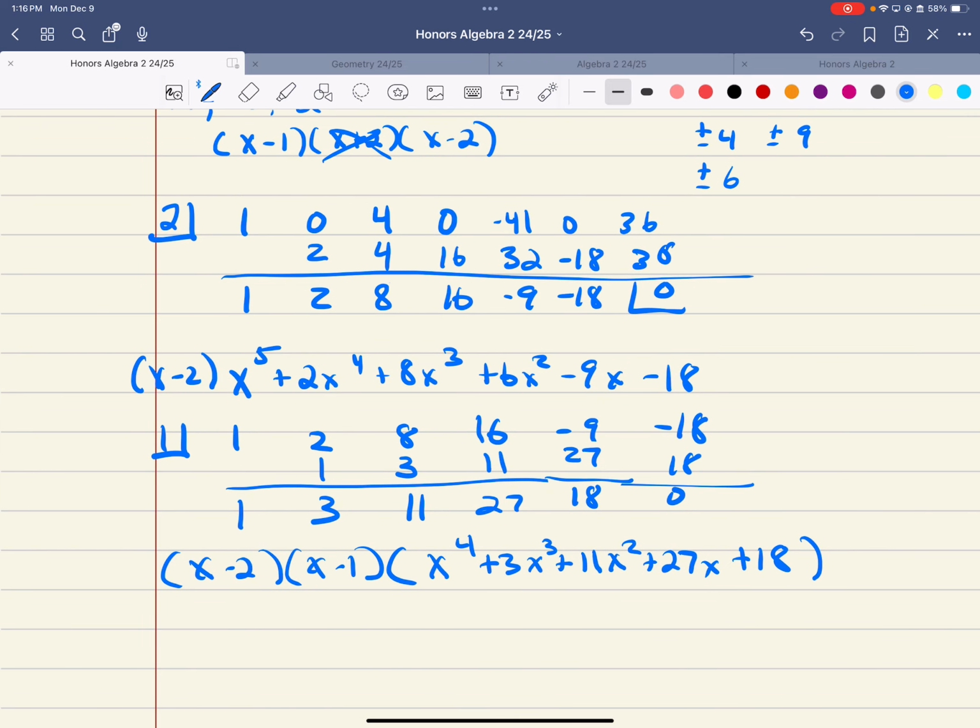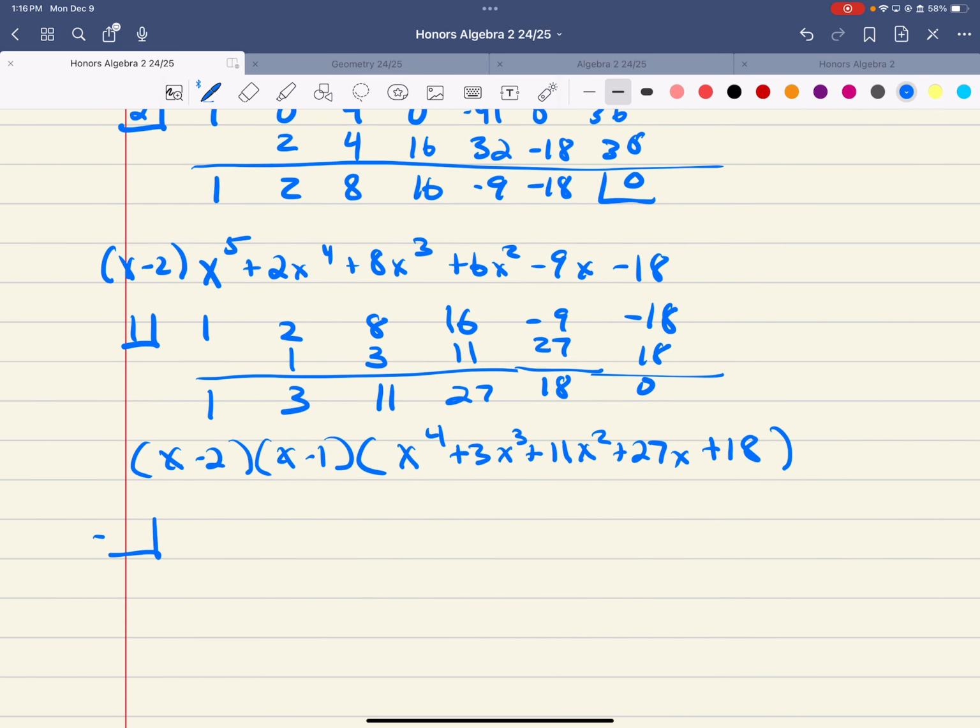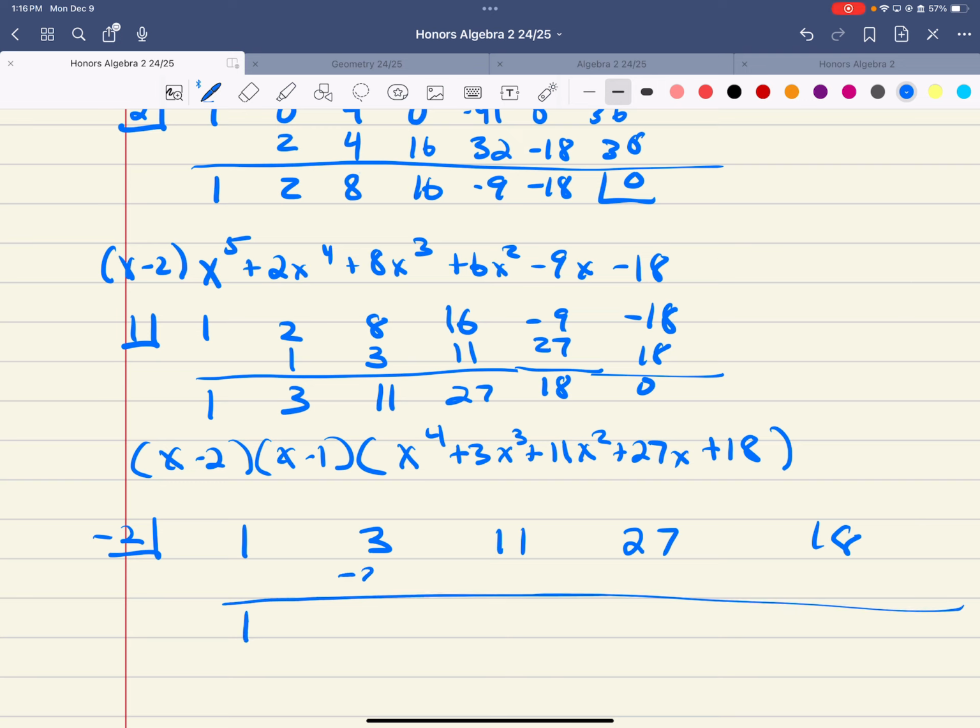This is great. So now we're going to use negative 2, since we used positive 2, we used 1. Now we're going to use negative 2. 1, 3, 11, 27, and 18. 4, 3, 2, 1, none. That's 1. That's negative 2. That's 1. That's negative 2. That's 9. That's negative 18. That's 9. That's negative 18. And that's 0.